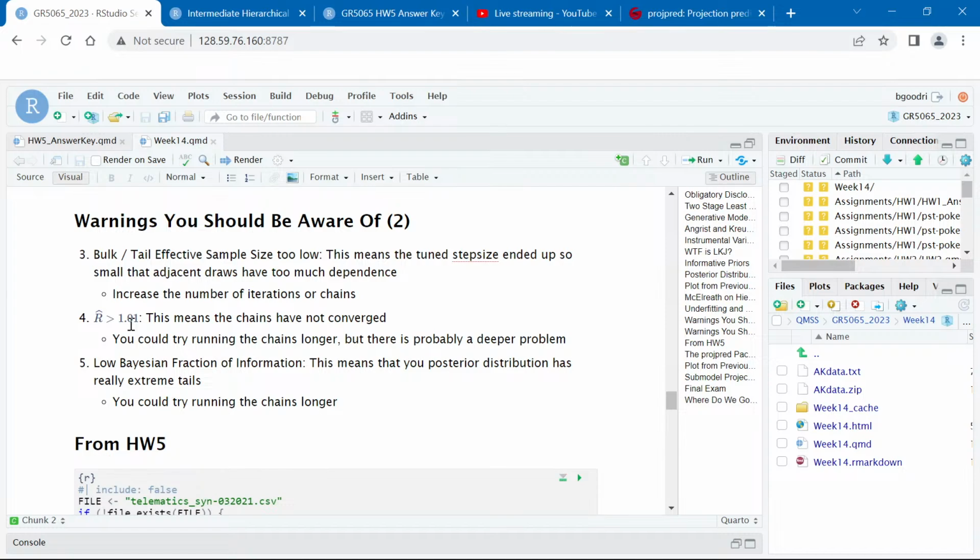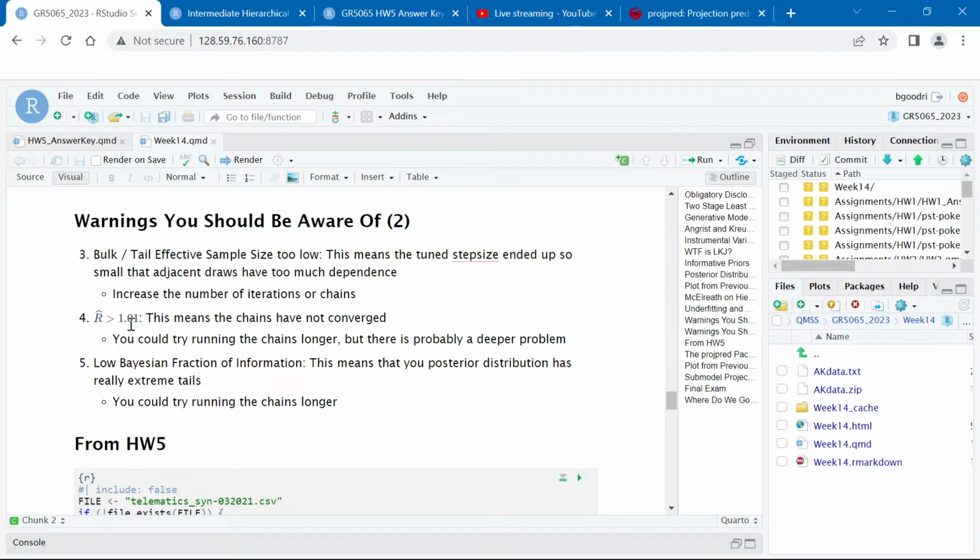Last warning, you might get a low Bayesian fraction of information. This means that your posterior distribution has really extreme heavy tails that it's having a hard time getting all the way out into. So you could try running the chains longer. That's kind of a band-aid. You could really think, okay, are these really my priors? Do I think it could be out that far?